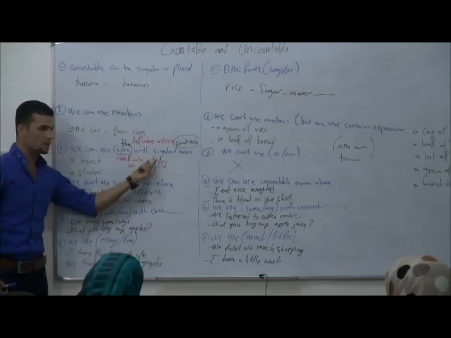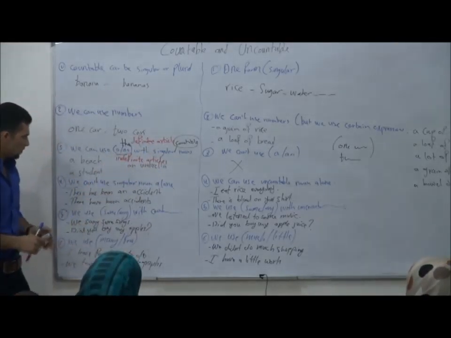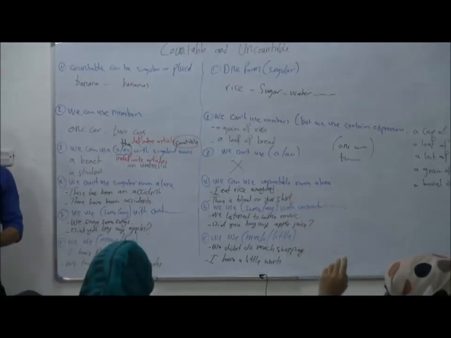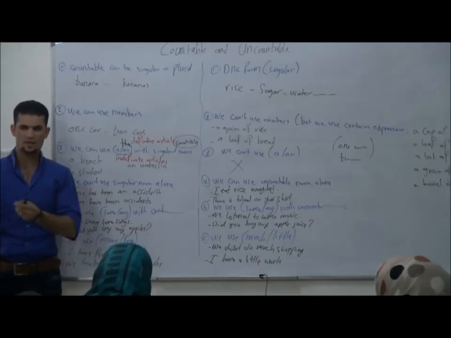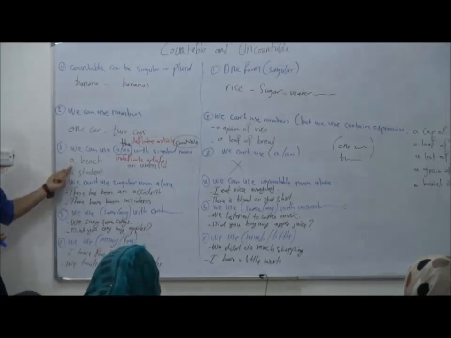We use A and AN with singular countable nouns. Then what is the difference between A and AN? When do we use A and when do we use AN? Do not say the. A, that's enough. Yes, we use A.